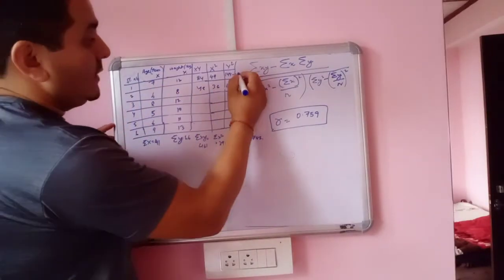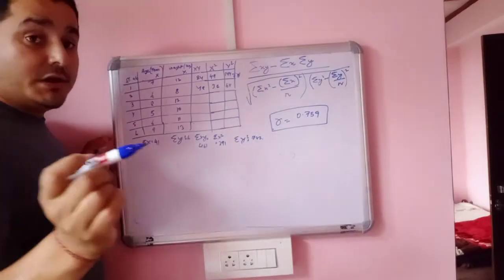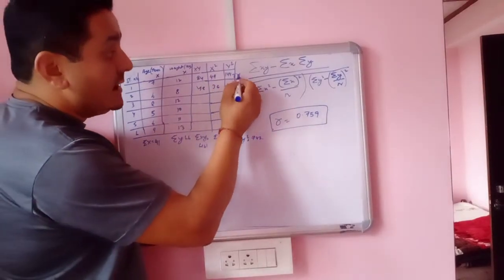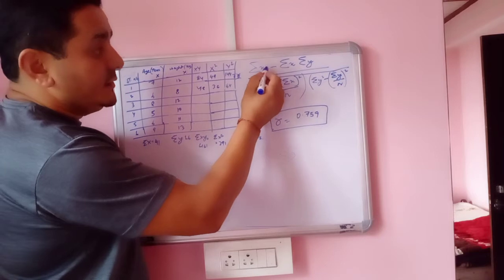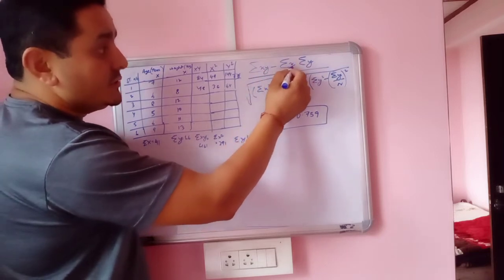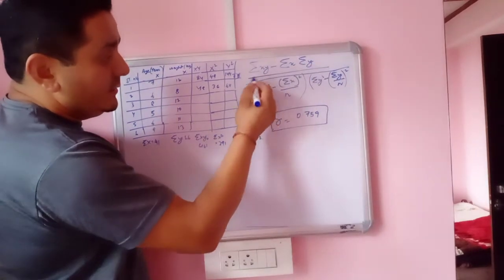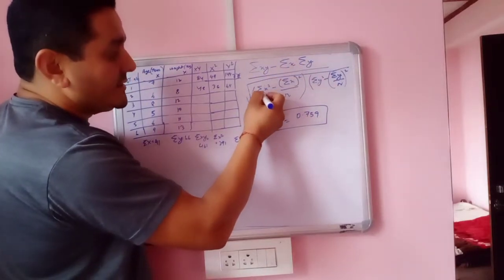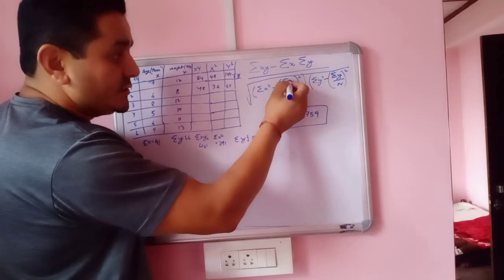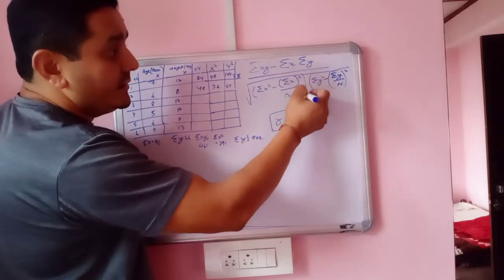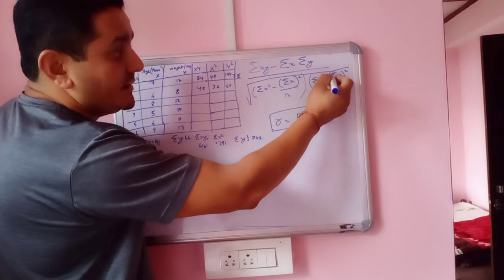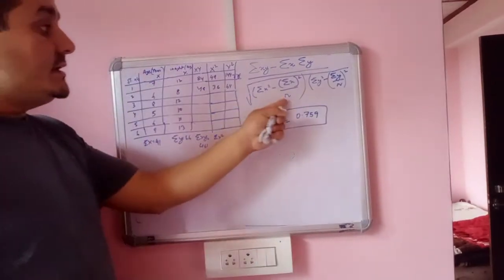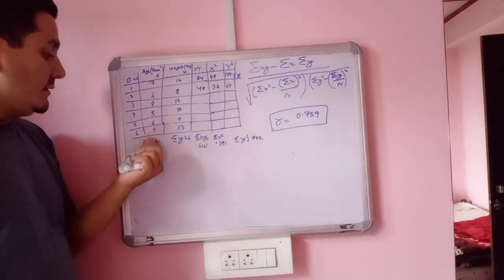So the formula for the Karl Pearson correlation coefficient is summation of x into y minus summation of x into summation of y divided by n, in the denominator the square root of the bracket: summation of x square minus summation of x whole square divided by n, and another one, summation of y square minus summation of y whole square divided by n. Here n is the number of observations. How many observations are there?